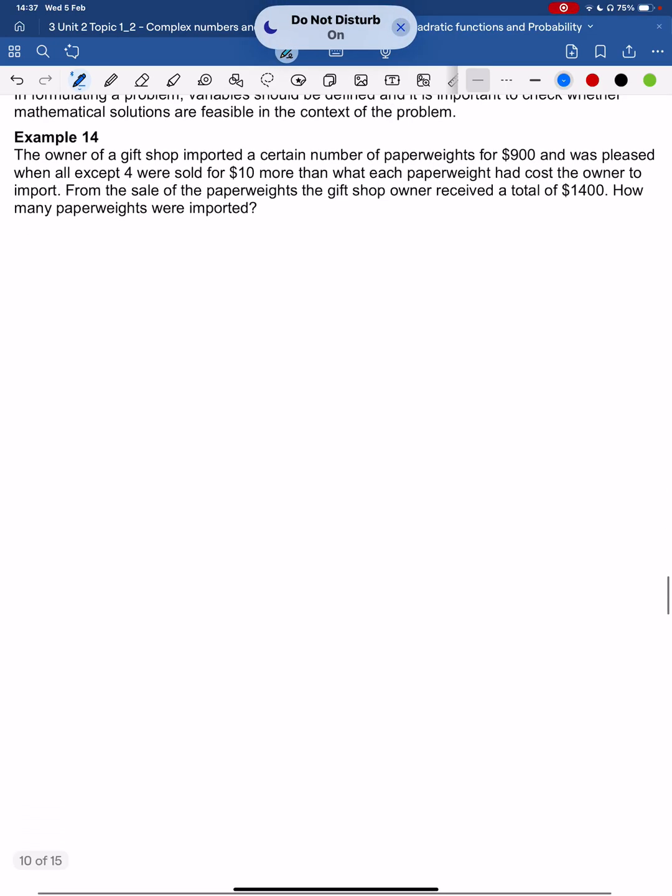So often when we have managed to decipher what a question is actually telling us, we can create an equation, and if that equation is in a form that we recognize, we can actually use what we know about the properties of that equation or of that graph to help us to answer a question.